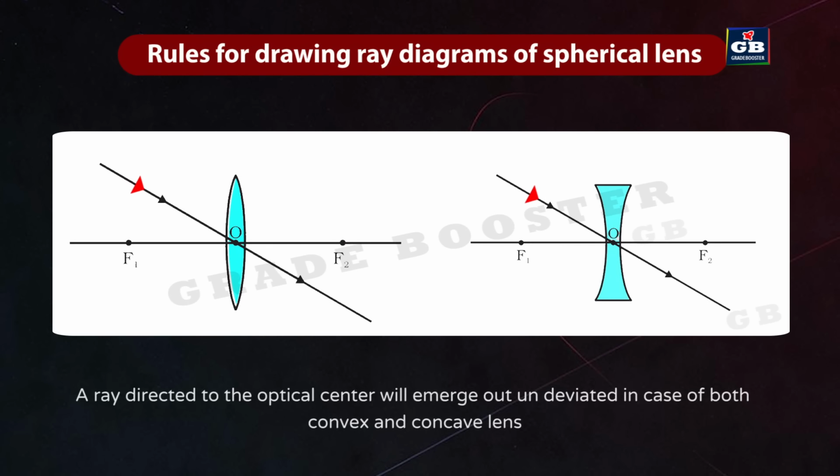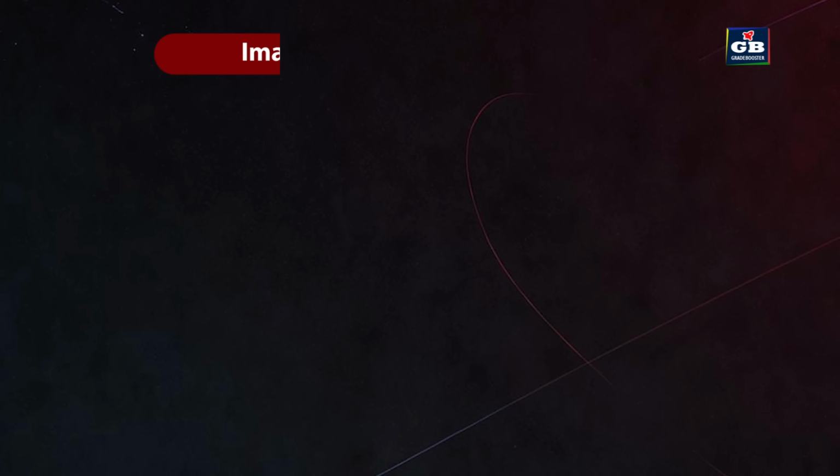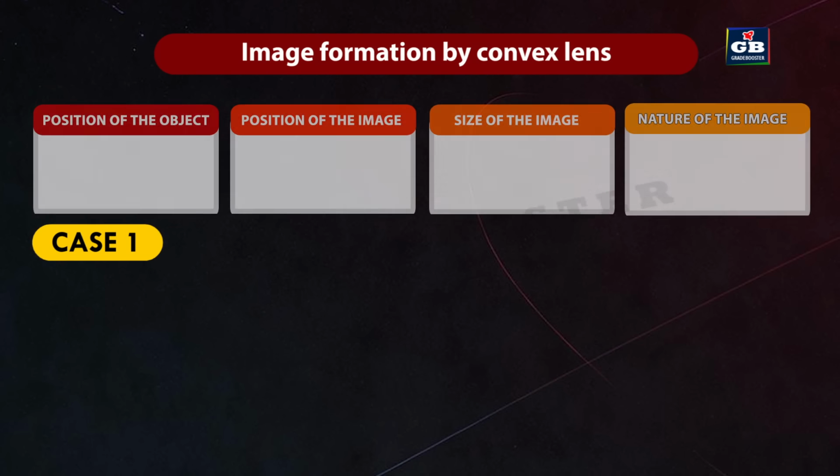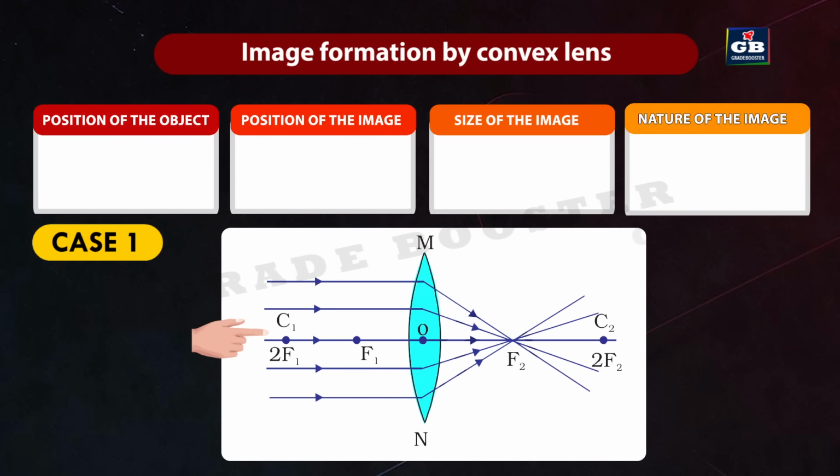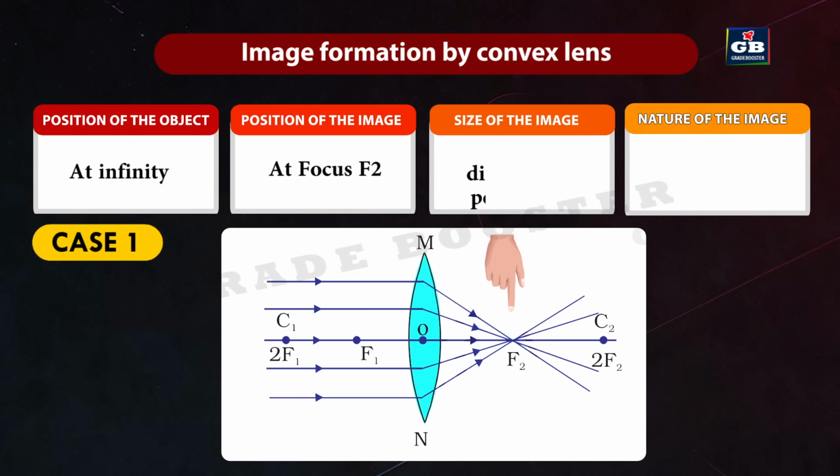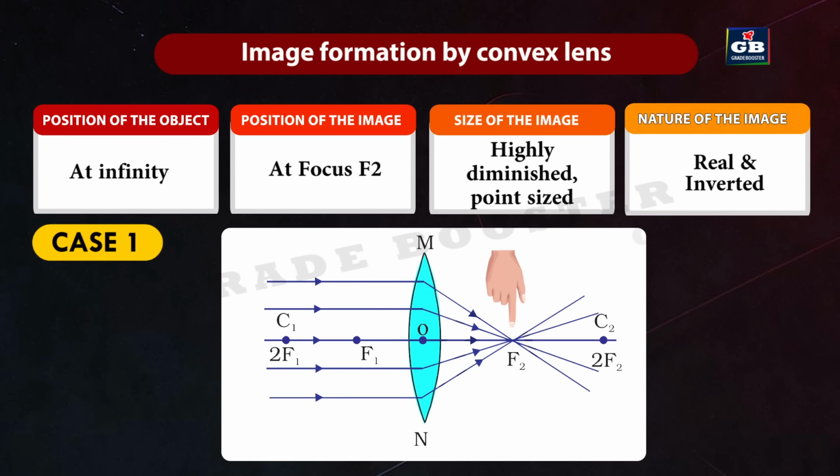A ray directed to the optical center will emerge out undeviated in case of both convex and concave lens. Image formation by convex lens. Case 1. If the position of the object is at infinity, the position of the image will be at the focus f2 and the relative size of the image is highly diminished and point-sized. The nature of the image is real and inverted.